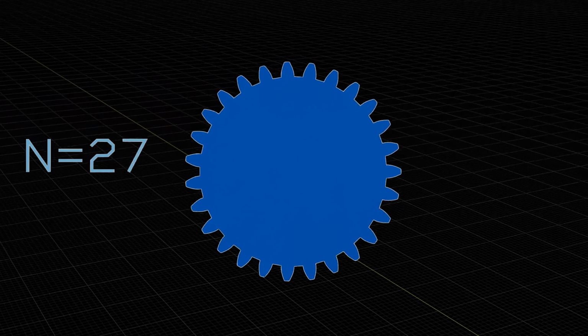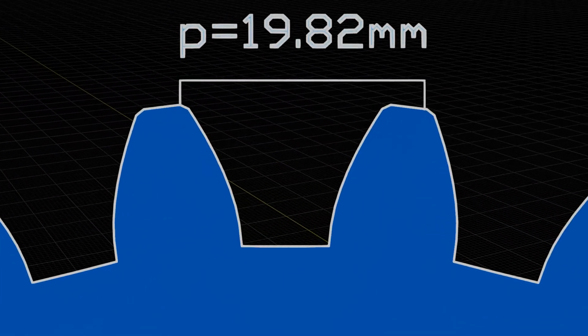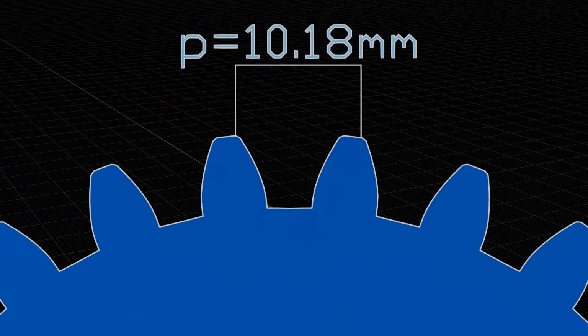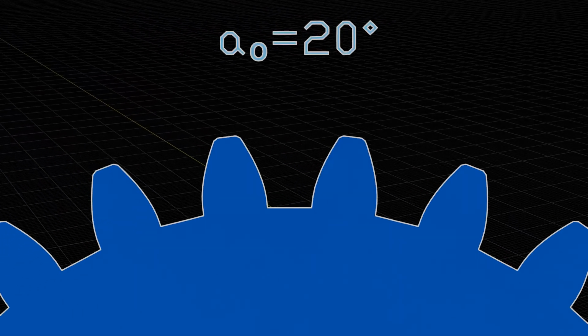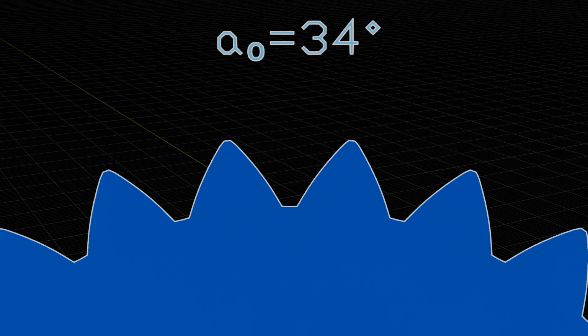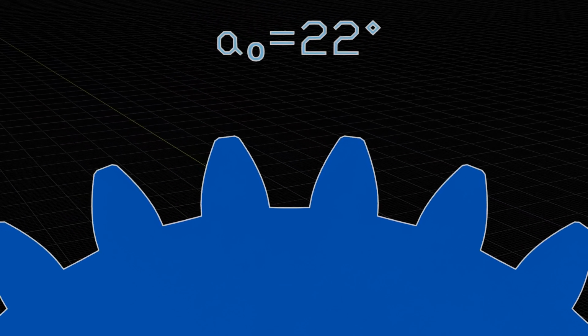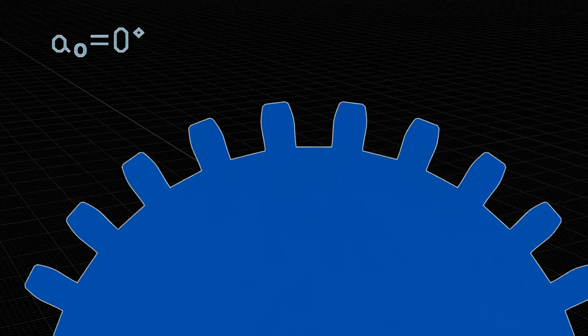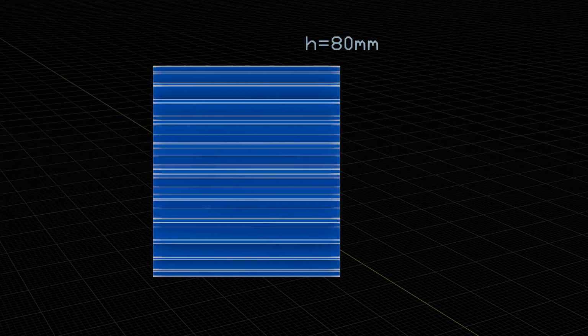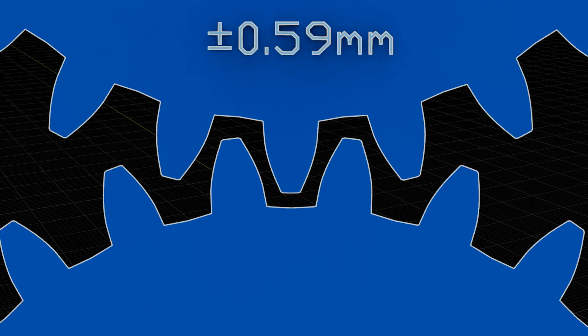N represents teeth count. Pitch is the distance between two identical points on two adjacent gear teeth. Pressure angle is the attack angle of the tooth. Bigger values mean stronger gears; lower values mean smoother operation and less backlash. Thickness, tooth tolerance.